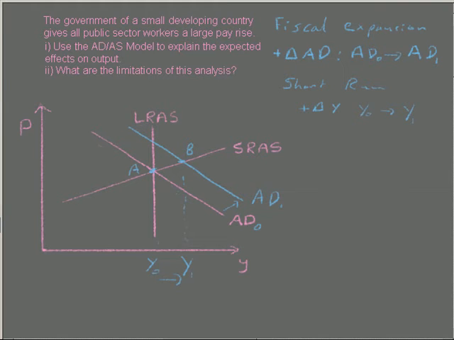And similarly in the short run, there's been an increase in the price level, so an upwards pressure on inflation. And if you want to label it, you could label this as P1, and the starting level as P0 there.